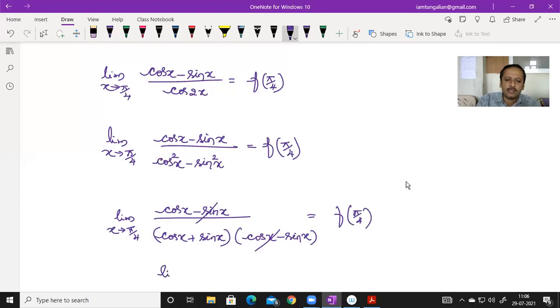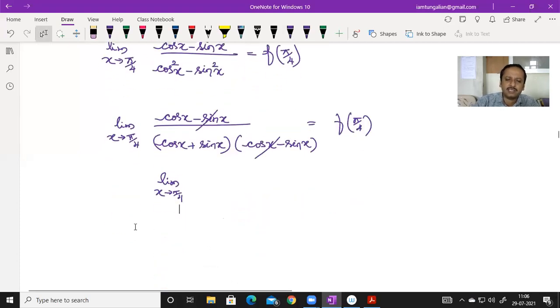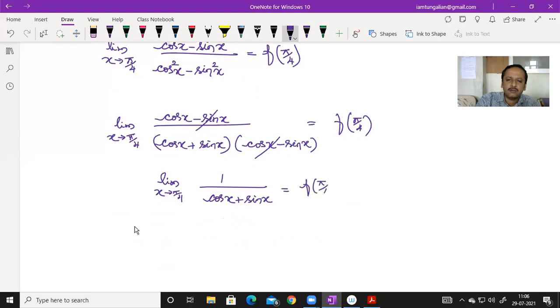So what do you get? The limit as x tends to pi by 4 of 1 divided by (cos x plus sin x) is equal to f of pi by 4. Apply the limit now. As x tends to pi by 4, we get 1 by (cos pi by 4 plus sin pi by 4). Cos pi by 4 is 1 by root 2. Sin pi by 4 is also 1 by root 2.